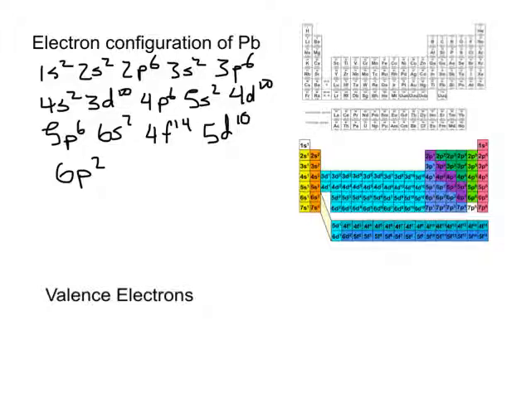My valence electrons, I want to go through all of these first numbers looking for the highest ones. The highest one is the 6, and I do have it in 2 parts on this one, a 6s and a 6p. So my valence electrons are all the electrons in the 6th shell. So I have 4 valence electrons in this one.